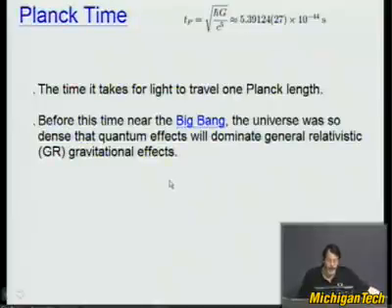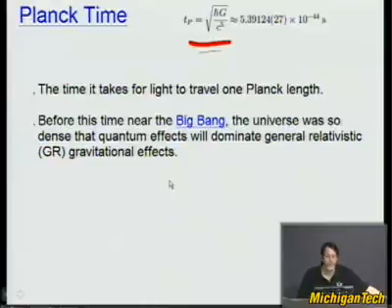Planck time. This is the time it takes for light, which we know travels at c, to travel one Planck length. I had to do a bunch of c to the fifth in order to get time out of there.